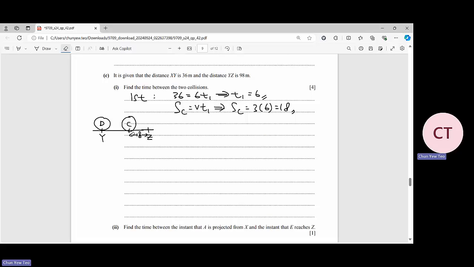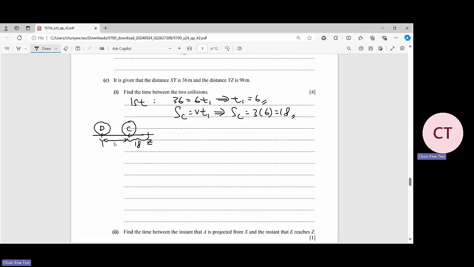C has traveled 18 meters, starting from Z. So how much is left? The remaining distance is 80, because the total here must be 98 meters. So the distance between D and C right now is 80 meters. Now this is moving with 3, and this now is moving with a speed of 5.